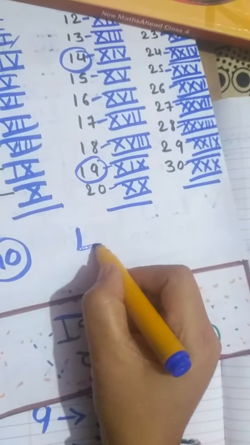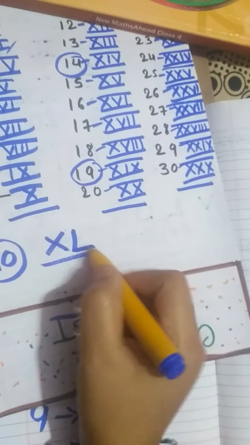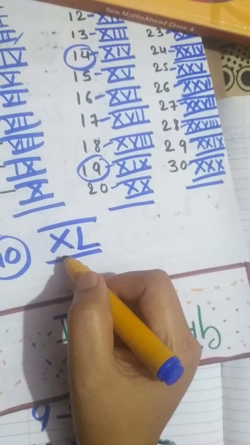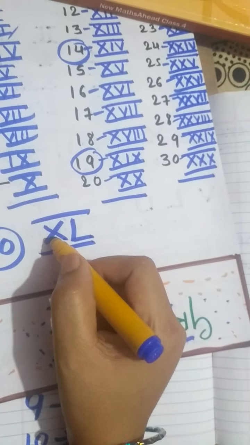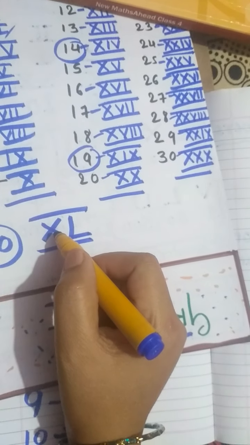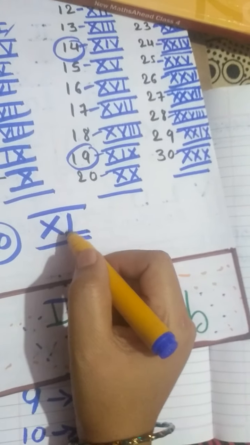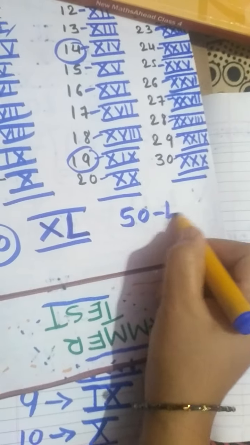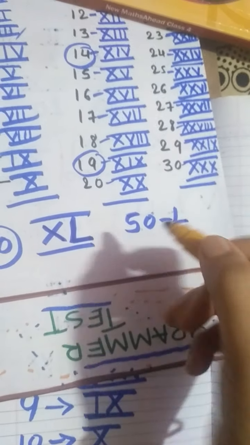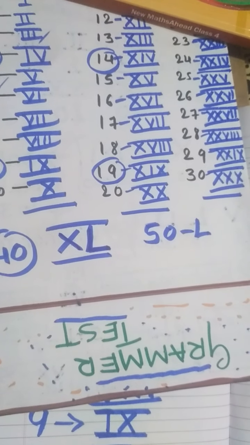But how to write the 40? Again when 4 comes, again subtraction. You know the 50, L. 50 minus 10 is the 40. When we write a smaller value to the left of the greater value, it is going to be subtracted. So L is the 50, and 50 minus 10 is the 40. 40 we will write like this. And 50 is the L. So if you know these symbols, you can write all the numbers very easily. So now we are going to solve some examples.